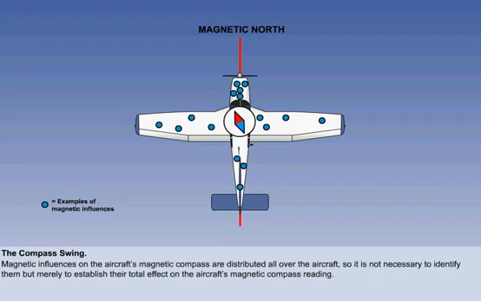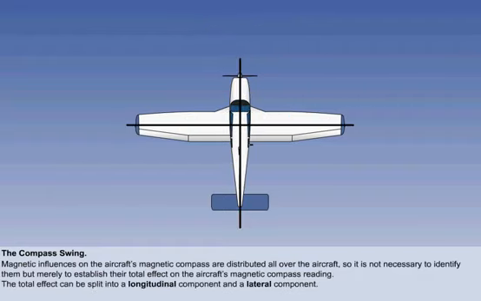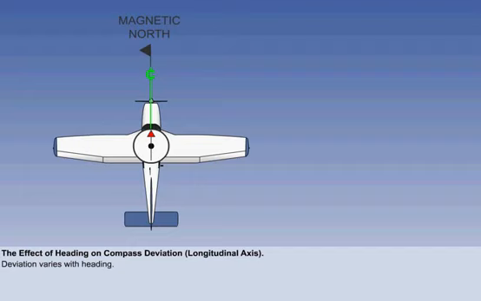Unfortunately, magnetic influences on the aircraft's magnetic compass are distributed all over the aircraft. Individually, they would be hard to locate and identify, so the solution is not necessarily to identify them, but merely to establish their total effect on the aircraft's magnetic compass reading. The total effect can be split into a longitudinal component and a lateral component. Deviation will vary with heading. Let's see why this occurs.